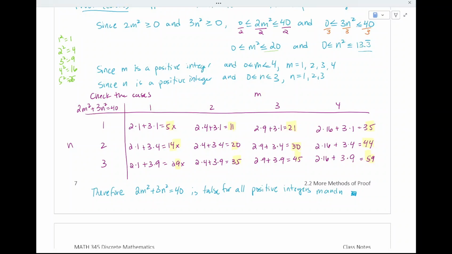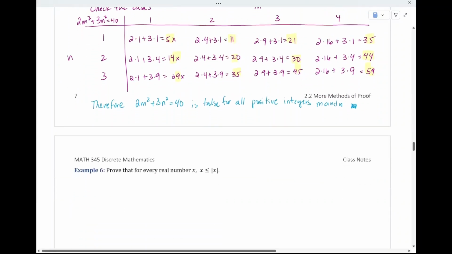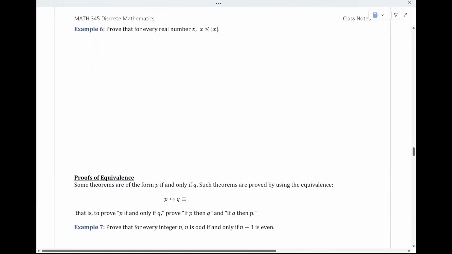Proof by cases. Let's do another one with cases. This won't have quite as many cases. Example 6. Prove that for every real number x, x is less than or equal to the square root of x squared. Let's write our proof.